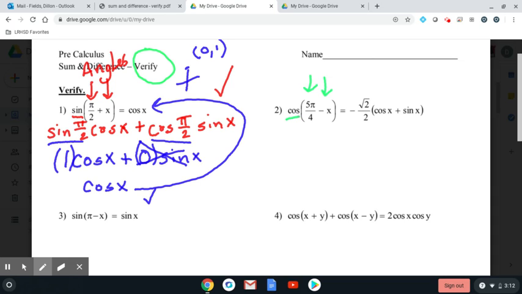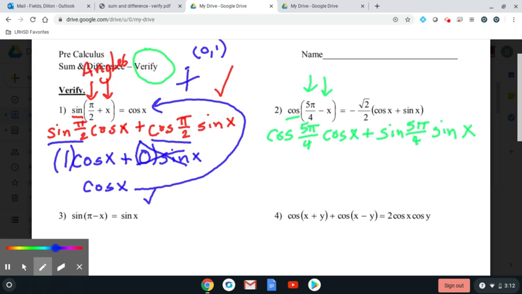So we're going to go through and use our difference of cosine identity. When we do that, that's going to give us cosine of our first angle times cosine of our second, plus sine of the first times sine of the second. And again, this is just the identity that I'm copying down, just plugging the angles into.